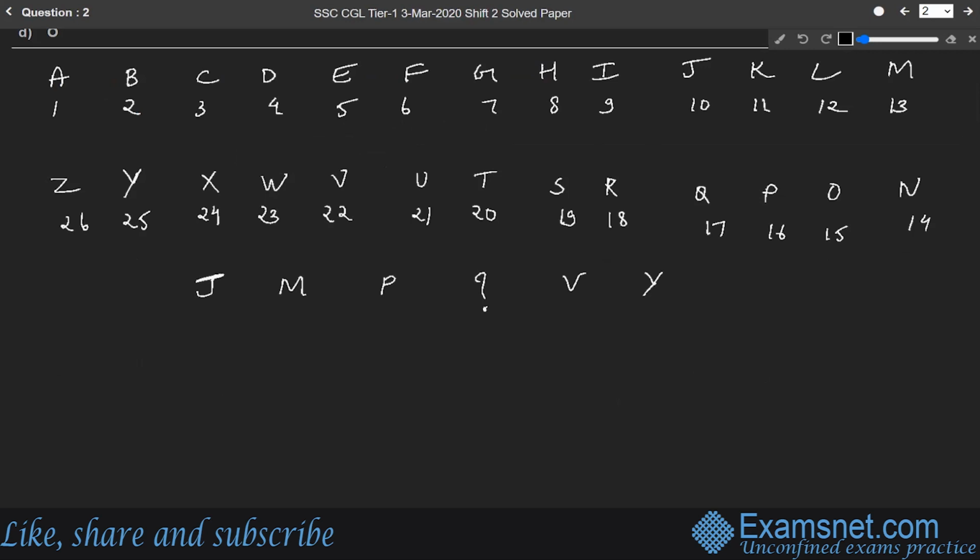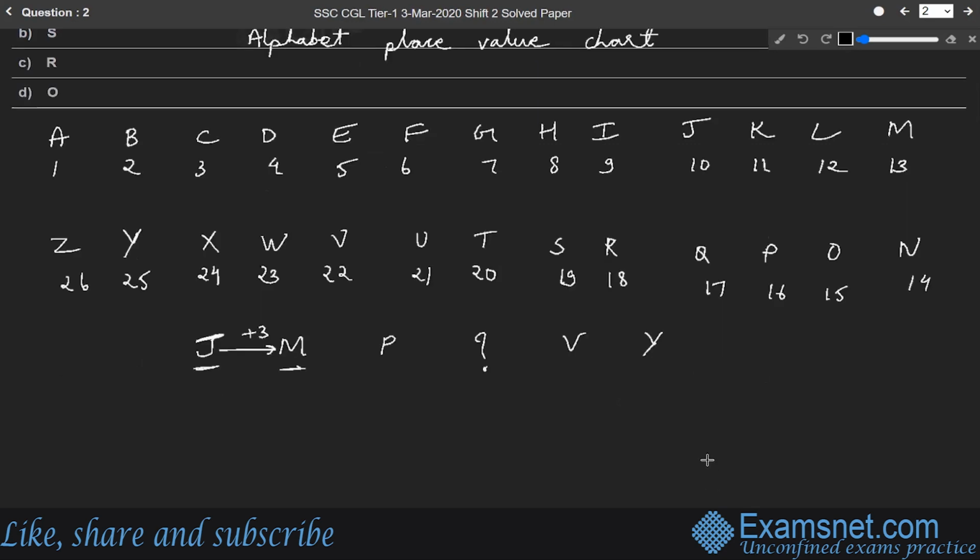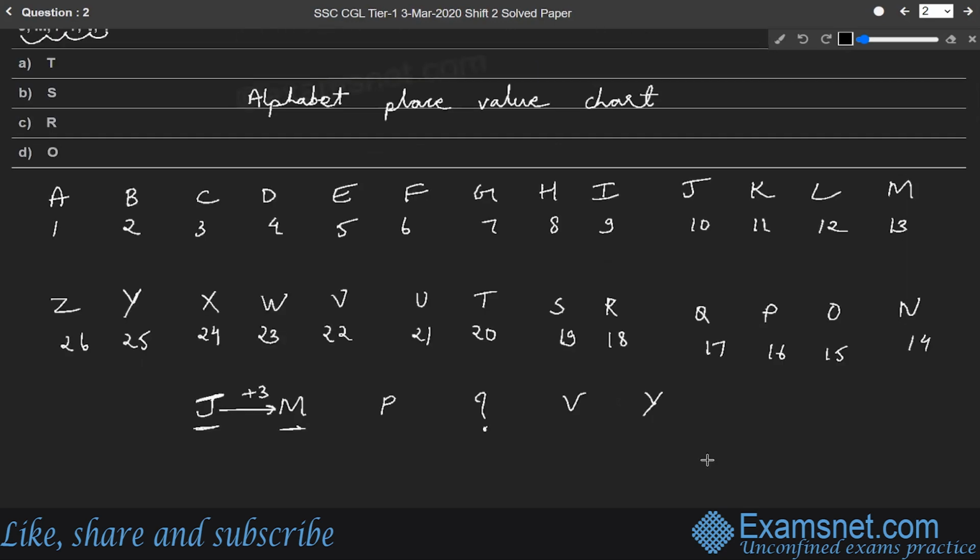So consider the first and second alphabet. First alphabet is J and second alphabet is M. So the relation between J and M is J plus 3 gives M. How does J plus 3 give M? Let us check it in the alphabet place value chart. J is present here. Now adding 3 to it, it will be 1, 2 and 3. So J plus 3 gives M.